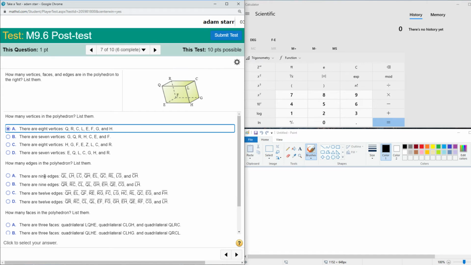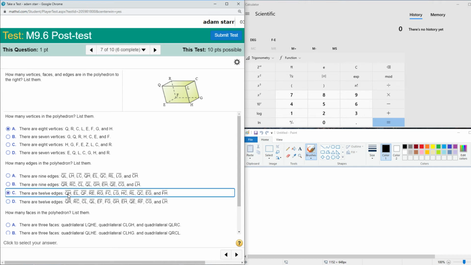Next question is asking how many edges. If I look at the choices, it's either 9 or 12. If I count it real quick, I have 1, 2, 3, 4, 5, 6, 7, 8, 9, 10, 11, 12. There are 12 of them. And again, there are two choices that are 12, so one of them is not going to be an edge. If I look at my choice C, the first edge that's listed is QH. Here's Q, and here is H. That is not an edge. They are not connected in any way, so I know it cannot be my choice C. It has to be my choice D.